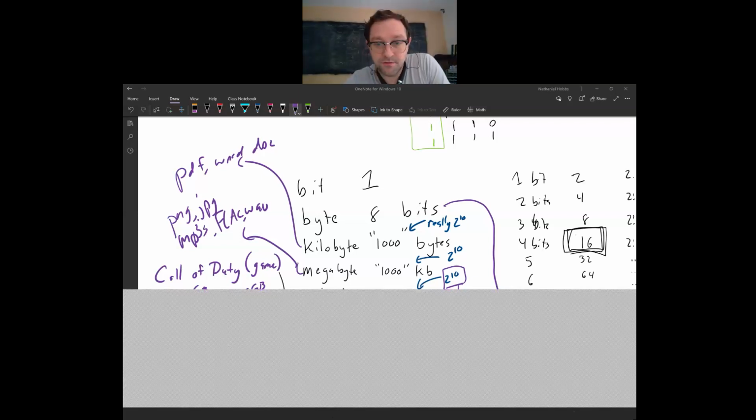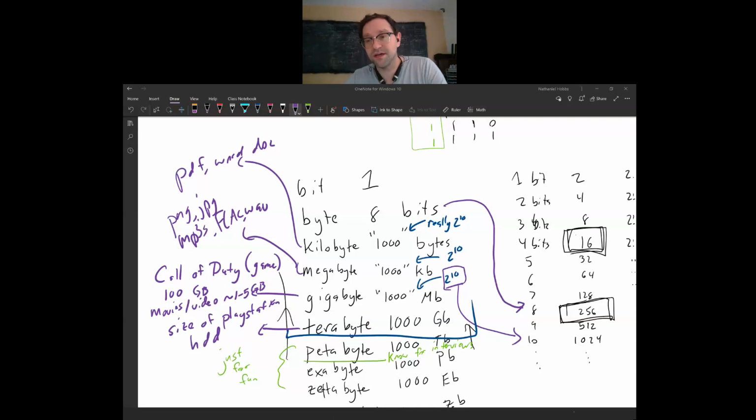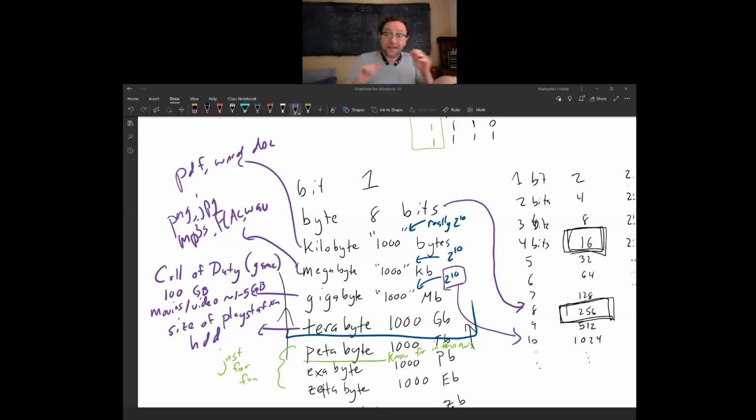Let's see. Random Access Memory is RAM. Also a Daft Punk album. Oh, is it? Okay. Well, yeah. Okay. So that's it.